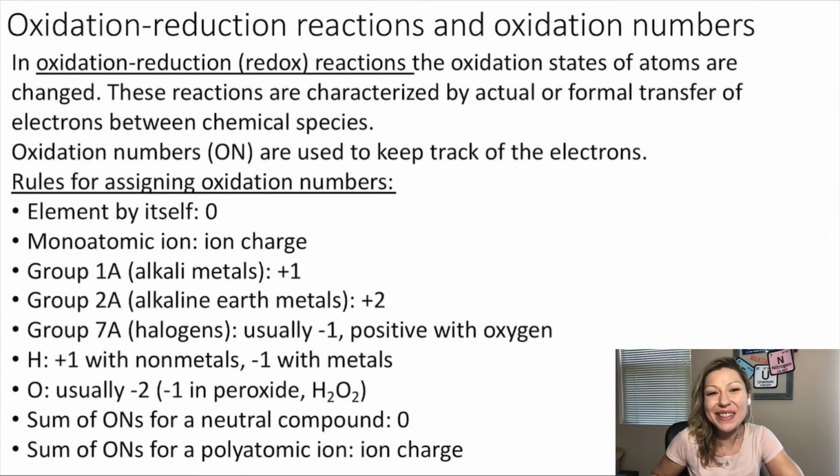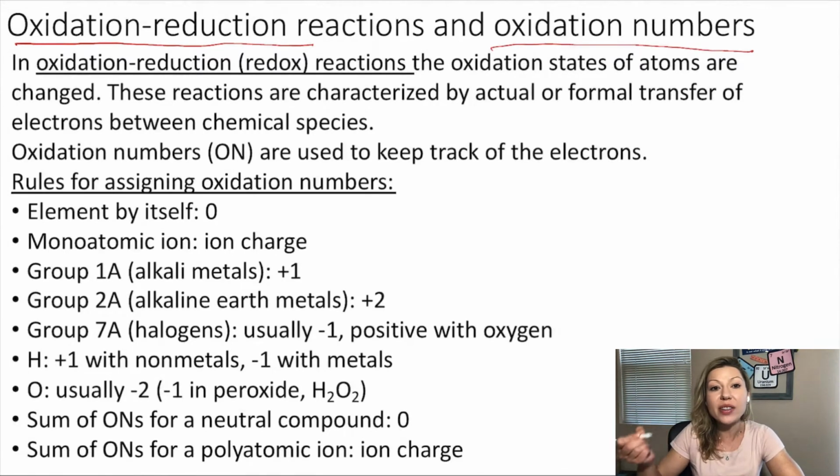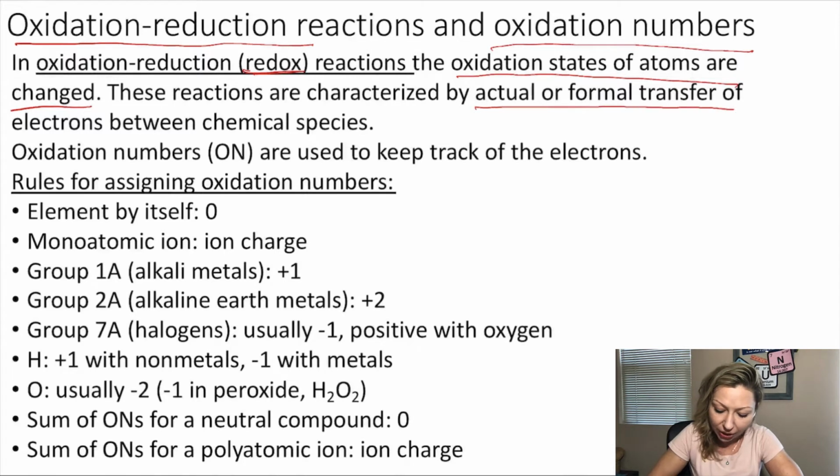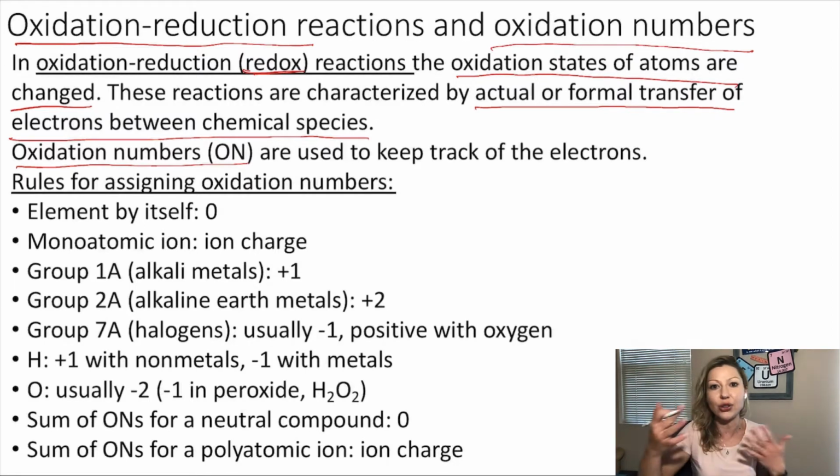Hello guys, let's talk about oxidation reduction reactions and oxidation numbers. So oxidation reduction or redox reactions are reactions in which the oxidation states of atoms are changed, okay? These reactions are characterized by actual or formal transfer of electrons between chemical species. Now, the oxidation numbers are simply used for bookkeeping to keep track of the electrons. Where does the electron go?